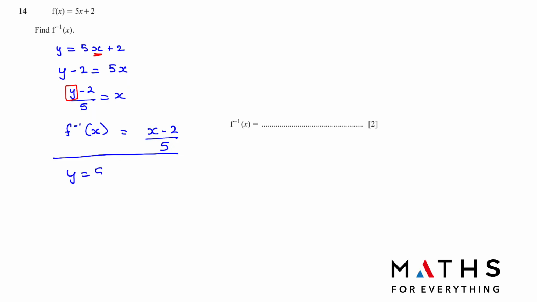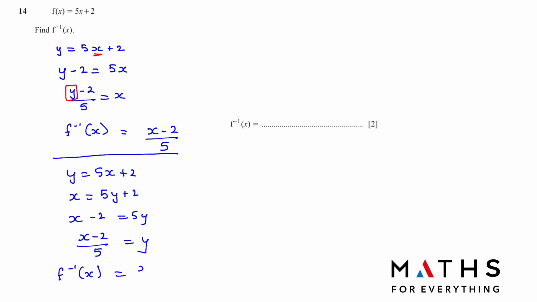We know that y is equal to 5x plus 2. Some students prefer to swap the x and y now. Replace the y with x and x with y. Shift the plus 2, you're going to get negative 2. Divide by 5. And now, in place of y, we are going to write f inverse x. Choose the method that you're comfortable with.